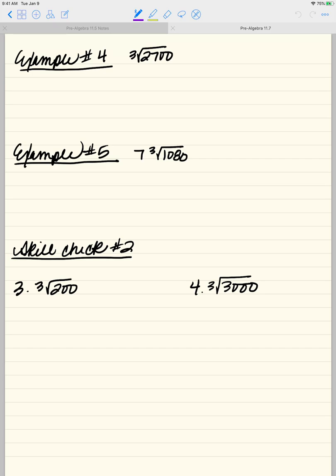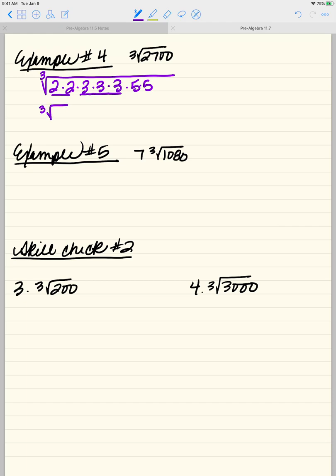So example number 4 says simplify the cube root of 2700. So we're going to write this radicand as the product of its prime factors, okay? If you prime factored that out, you'd get 2 times 2 times 3 cubed times 5 times 5. Now, when we are looking at cube roots, we're now looking for triples, not pairs. So that's going to simplify. That's going to be 3 cubed. What's the cube root of 3 cubed? Well, that's 3, right?